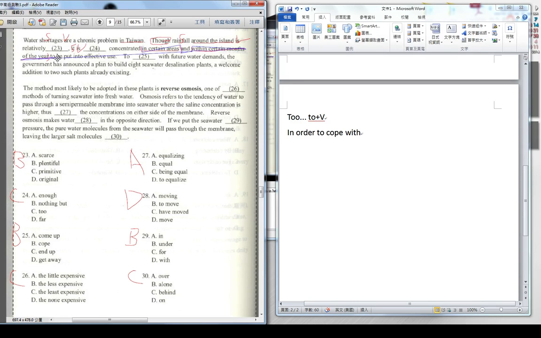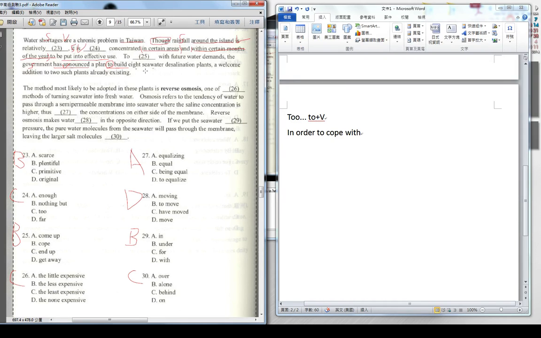So okay, it's annoying. The government has announced. Okay, has announced. So it's a 完成式, has announced a plan, announced something in order to. Has announced a plan to build a seawater desalination plants. Okay, so this to be, because we cannot use two verbs, so we have to use to plus be or V-ing, and here the meaning is in order to. So we say the government has announced a plan to build.